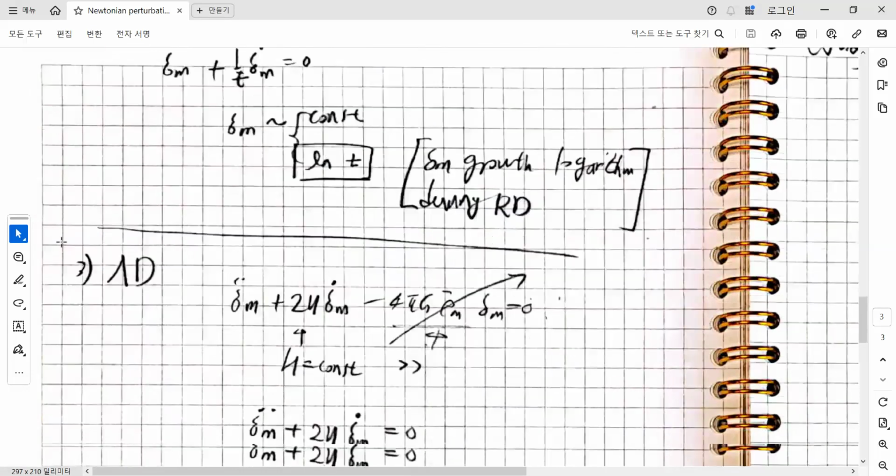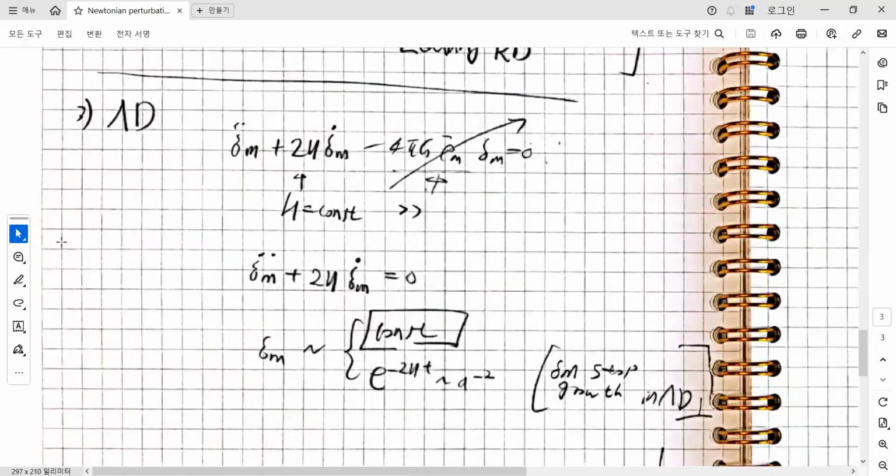And finally, there is dark energy dominance. In this case, the Hubble term is constant, and the pressure is given by minus the energy density. Similarly, the gravity contribution is extremely small. So the equation of motion takes a similar form, and there are two possible solutions: one is constant, and the other one is a to the minus 2. So the delta m matter fluctuations stop growing in the dark energy dominant era.